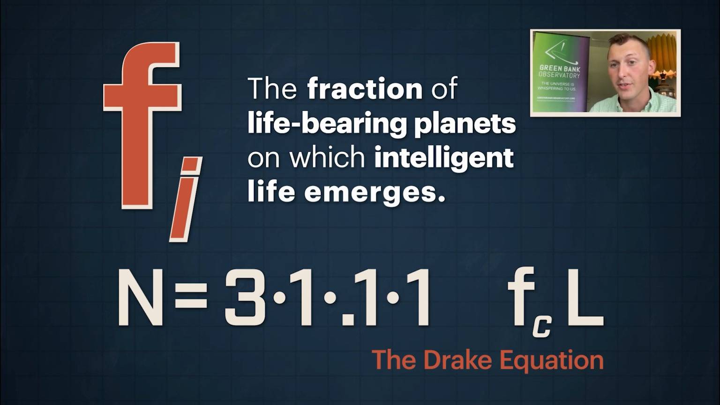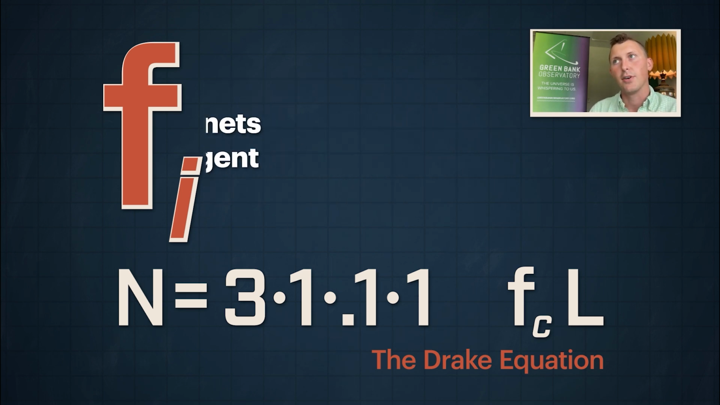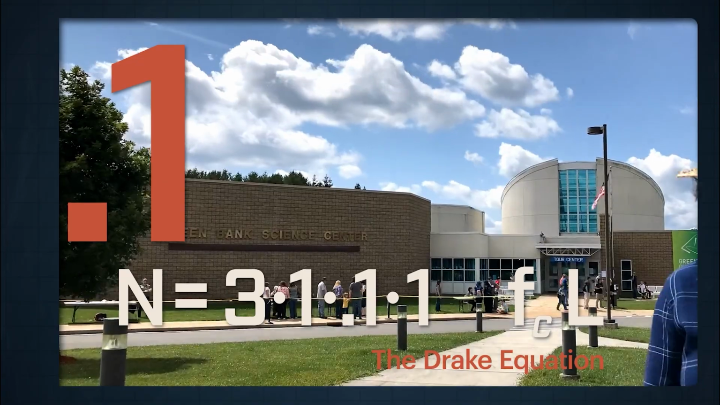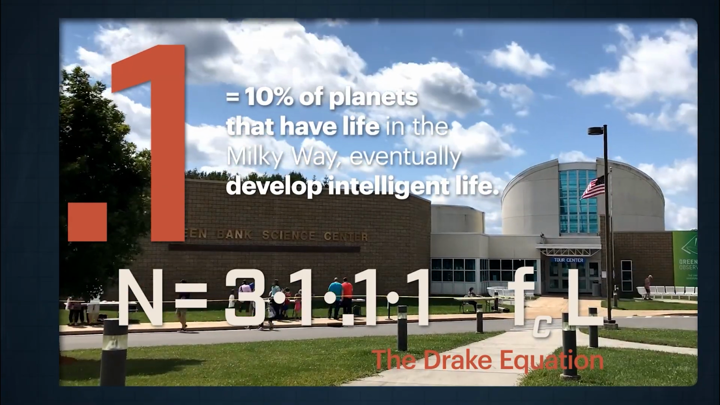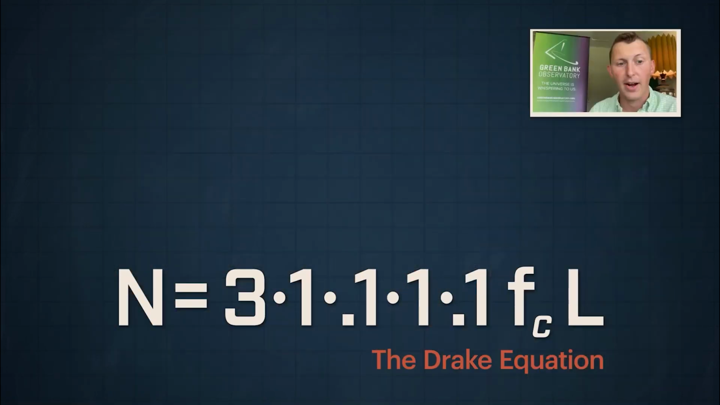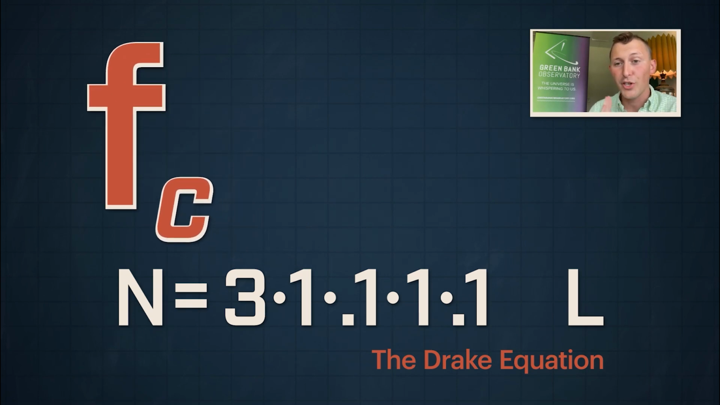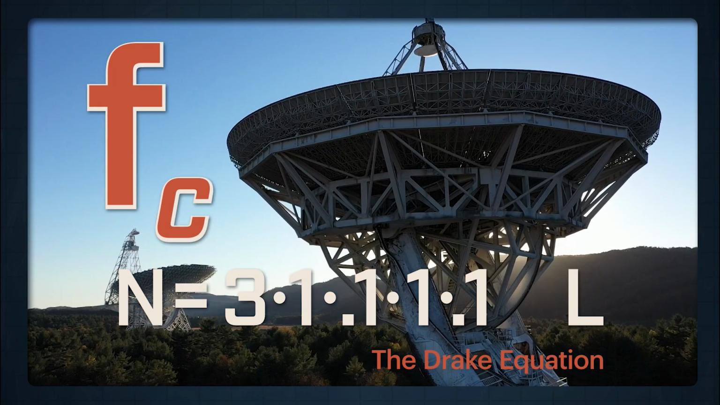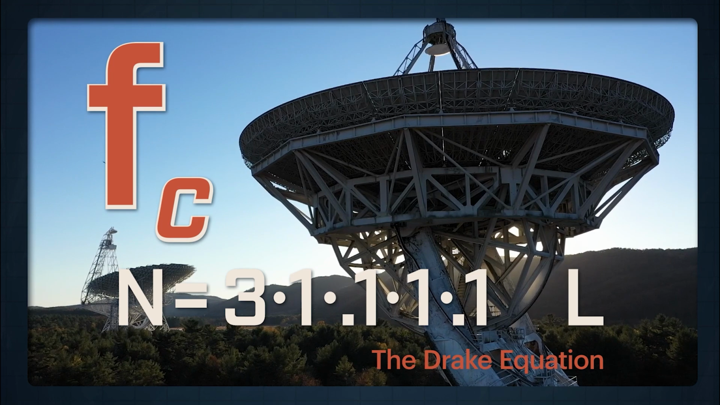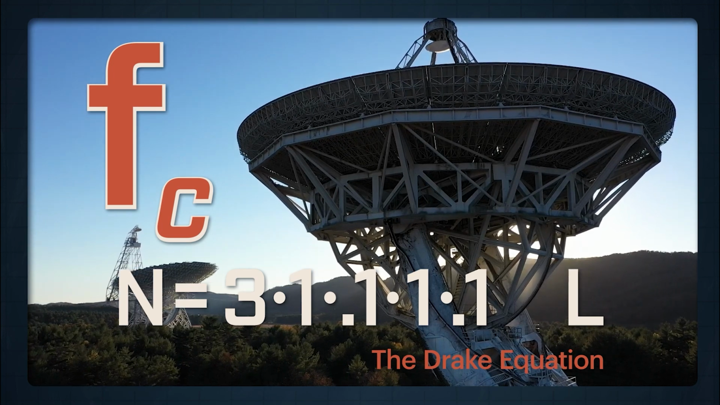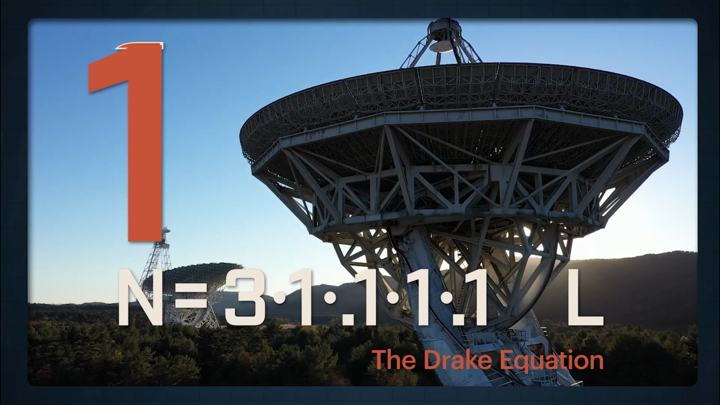The next term in the Drake equation, F sub I, is the fraction of life-bearing planets on which intelligent life emerges. And I think that's probably a little bit rarer than life itself. So I might put a value of 0.1 for F sub I. So that's saying that maybe 10% of planets that have life on them eventually develop intelligent life. The next fraction, F sub C, is once you have intelligent life, how many of those intelligent civilizations are going to develop technology that releases into space detectable signs of their existence. And so I'm also going to say that F sub C should be pretty high, and I'm going to give this a value of 1.